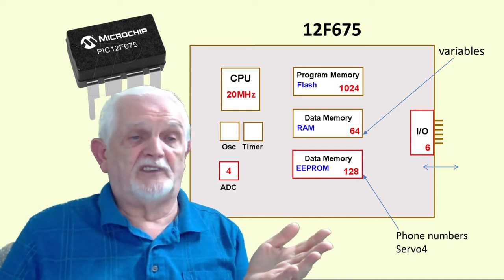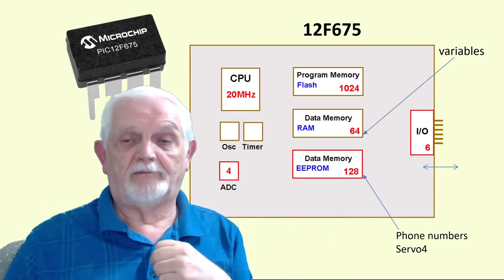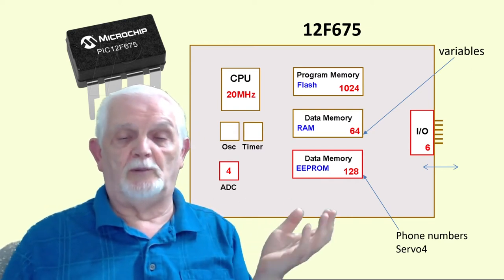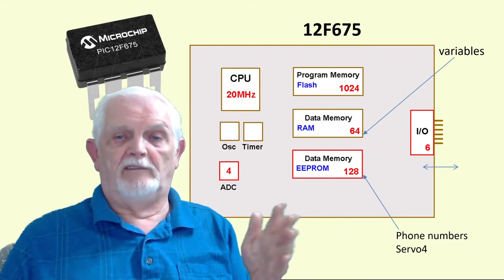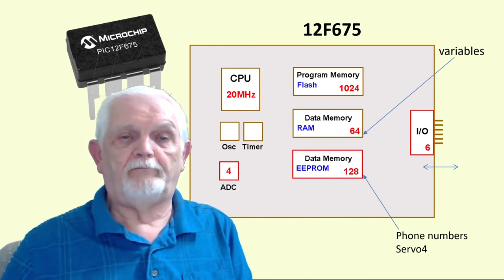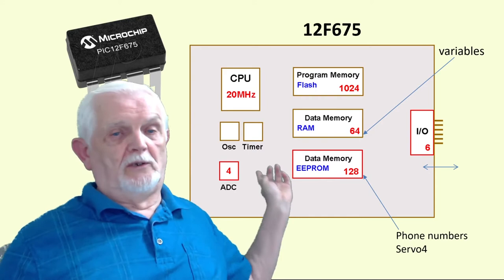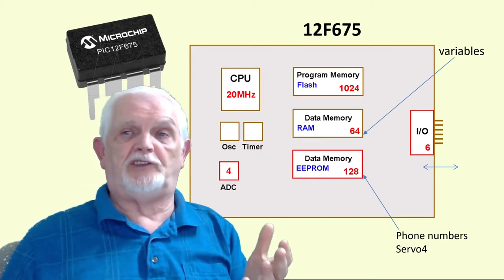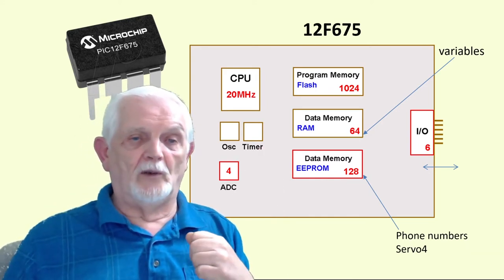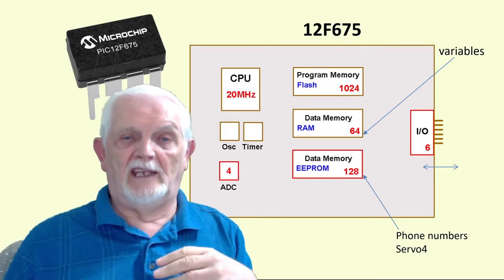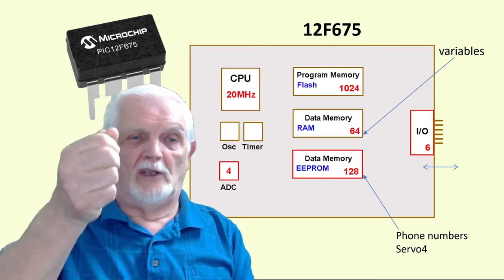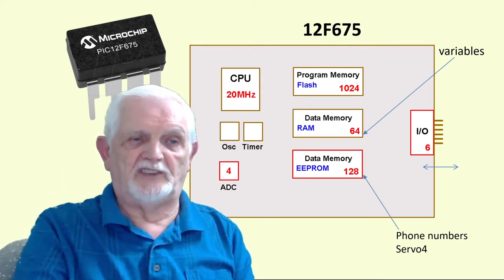Like you store phone numbers on your phone, for example. But in our case, it could be for storing server 4 variables. And a new block here called ADC. For the first time, this chip can handle analog inputs. It can measure light levels. It can handle as you turn a pot, or pull a slider up and down.